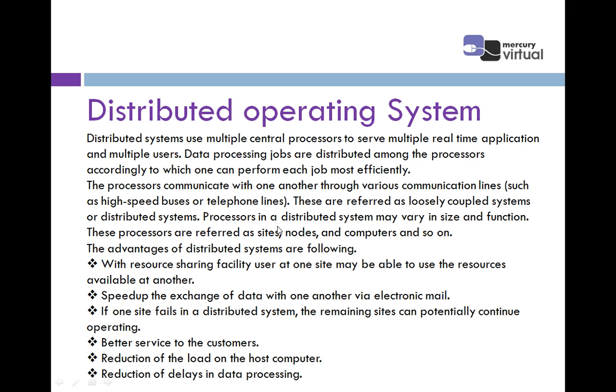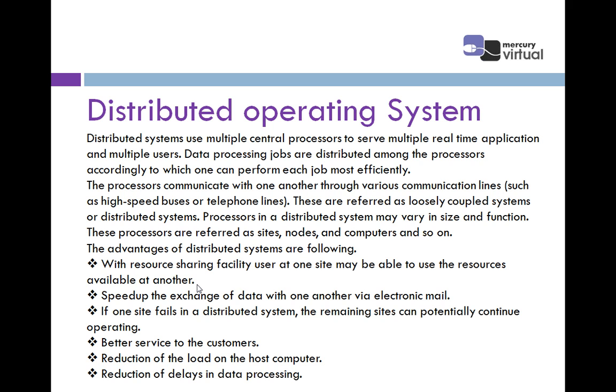With the resource sharing facility, users at one site may be able to use the resources available at another site. For example, you can access my screen, means you can access my computer screen. So that is also done by the distributed operating system, and this is the main advantage of the distributed system. The next point is speeding up the exchange of data with one another via electronic mail. Means there is exchange of data via email.